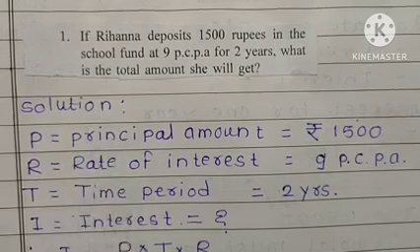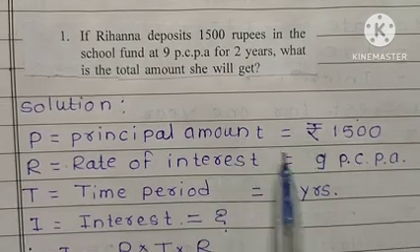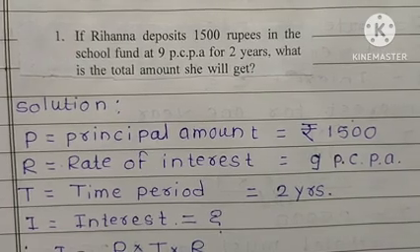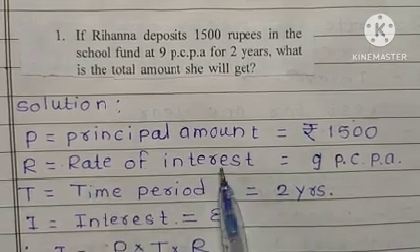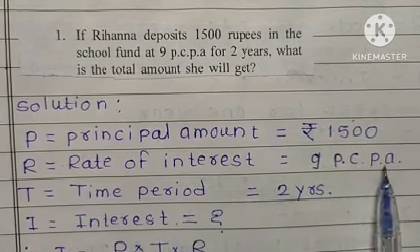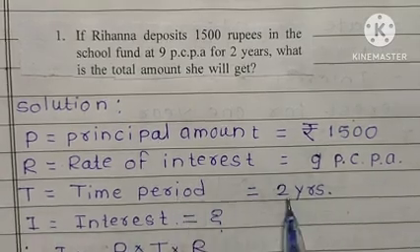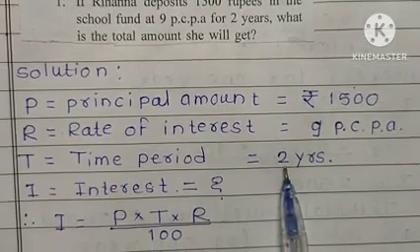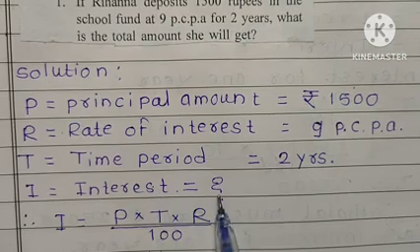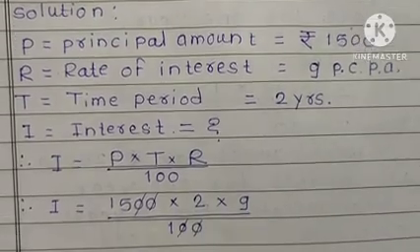Now solution. P is equal to principal amount, rupees 1500. R is equal to rate of interest, 9 percent per annum. T is equal to time period, 2 years. And I, that means simple interest, which is to be found out. Okay. Now formula.